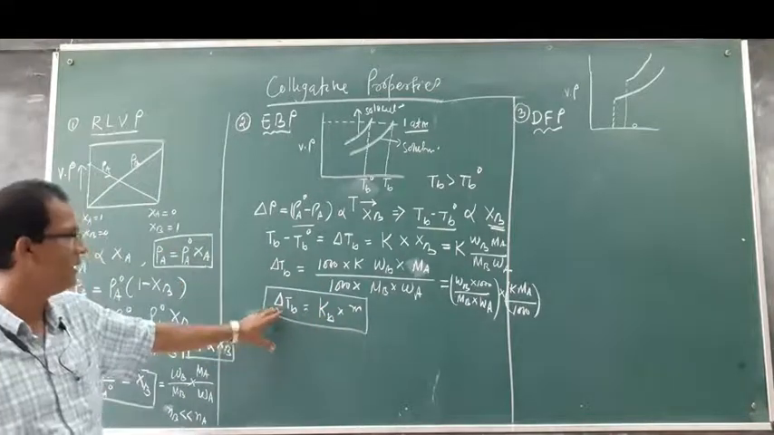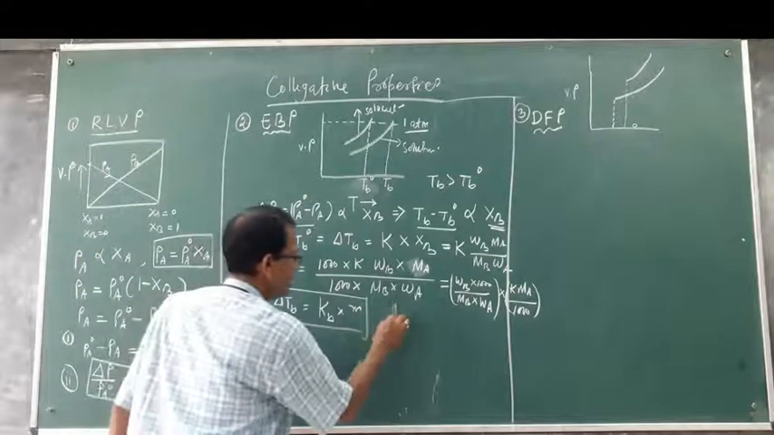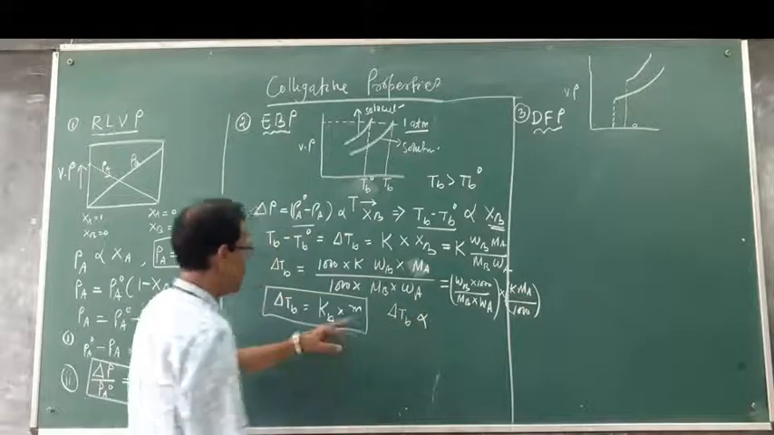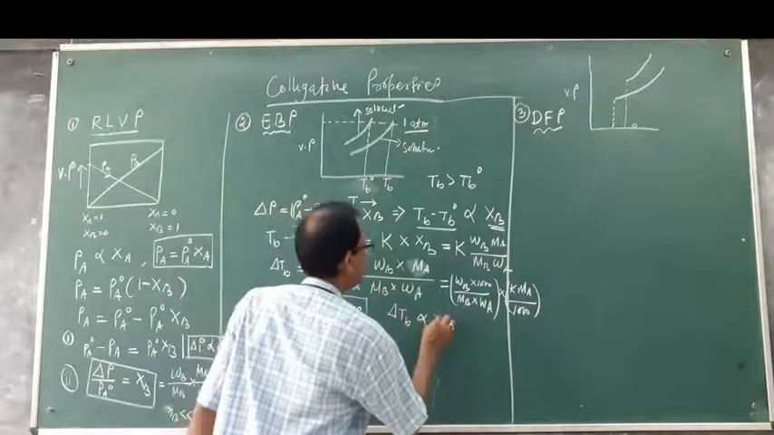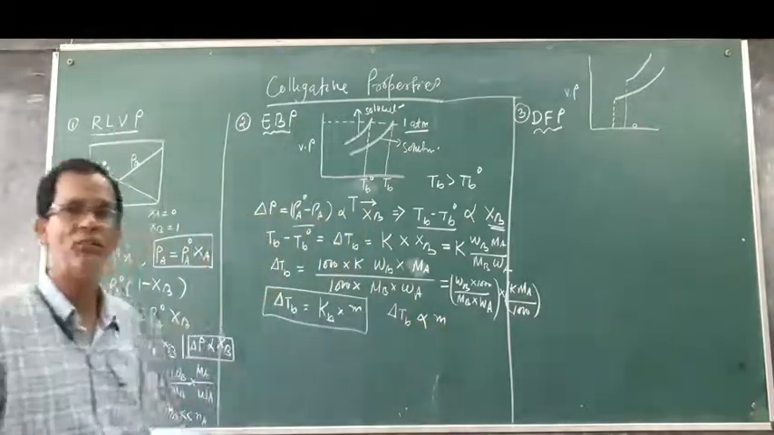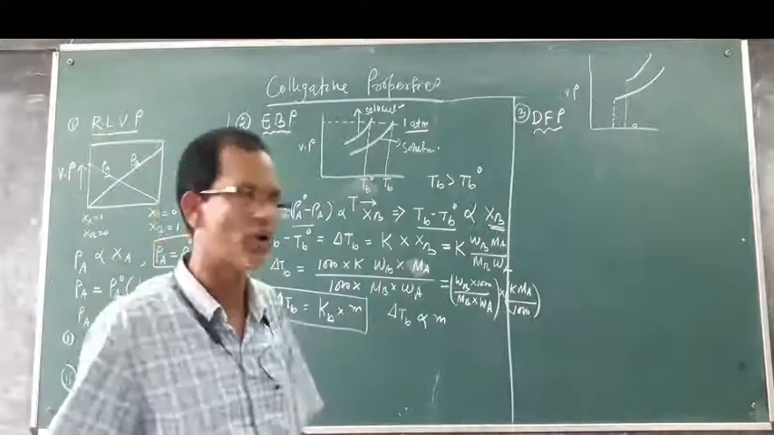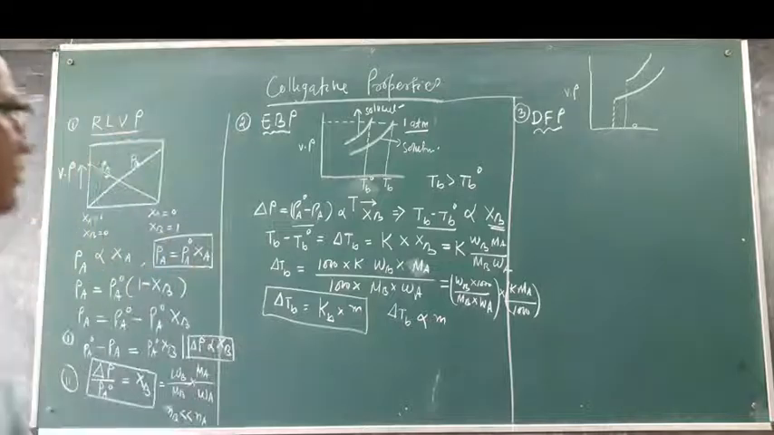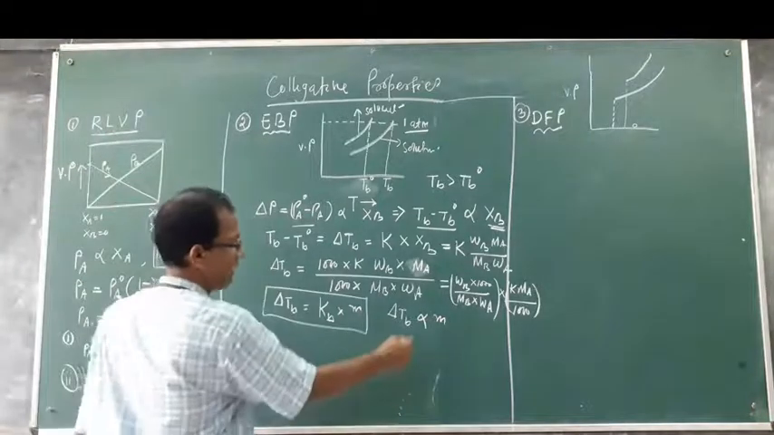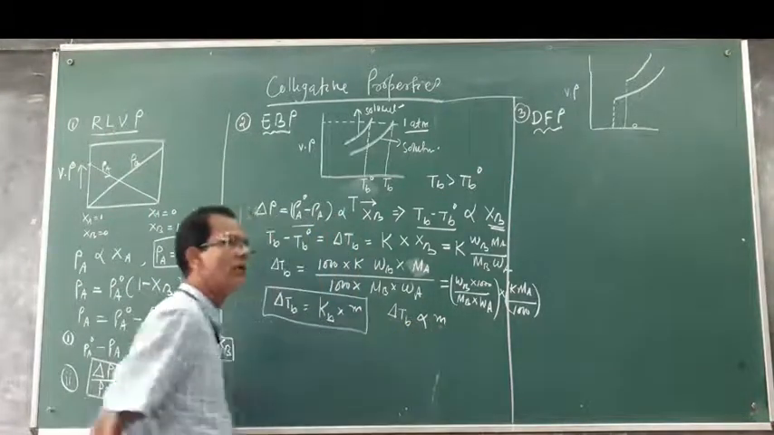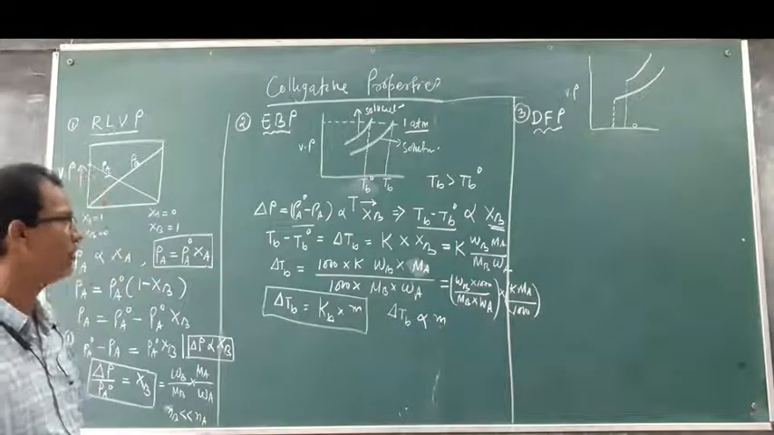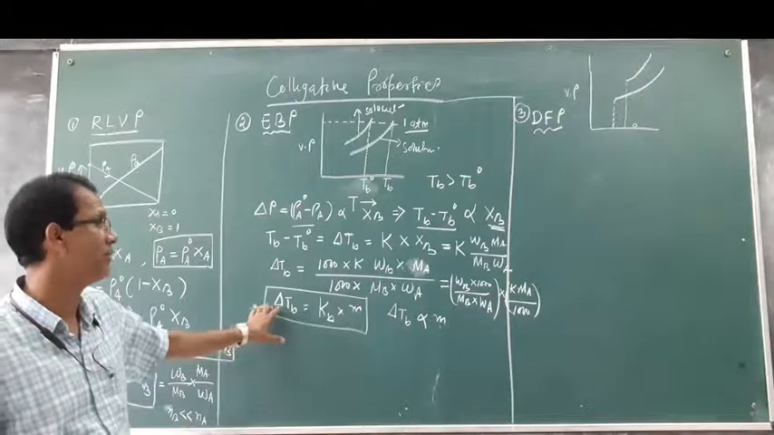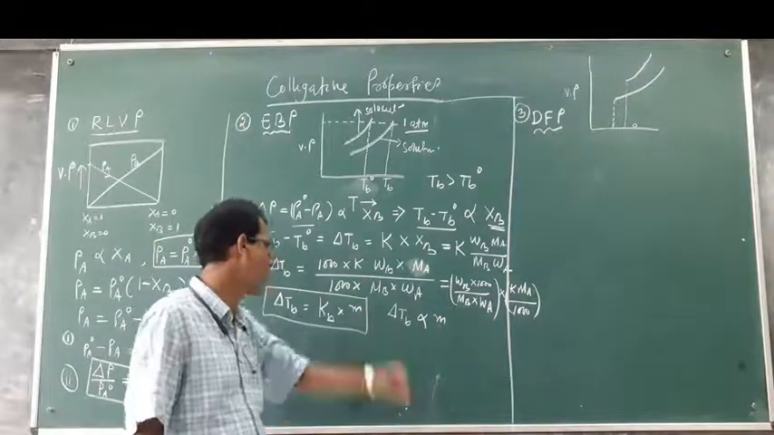That means elevation of boiling point is directly proportional to what? Molality. Molality means number of moles per kg. That means it depends upon the amount of solute. M means molality, it depends upon the number of moles of solute. That's why elevation of boiling point is a colligative property. Del TB is proportional to m.